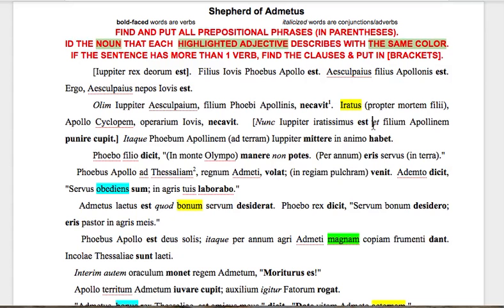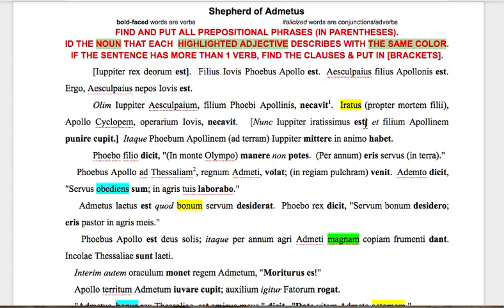Clauses are often joined together by conjunctions like and, but, for, therefore, however, and so, and they separate units of thought. So here we see that our first verb is est, and we have a conjunction immediately after it. So that means that nunc Jupiter iratissimus est is one unit of thought. That means that all of those words function together and are connected and related to one another grammatically.